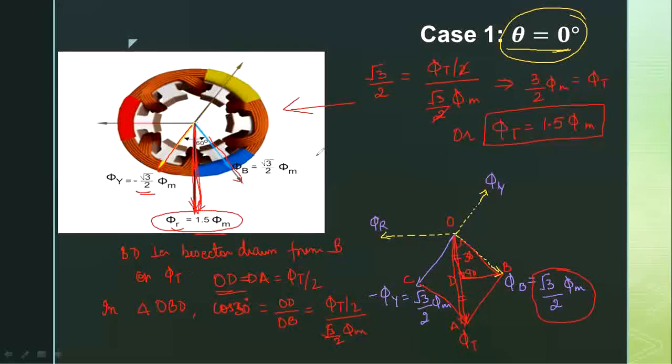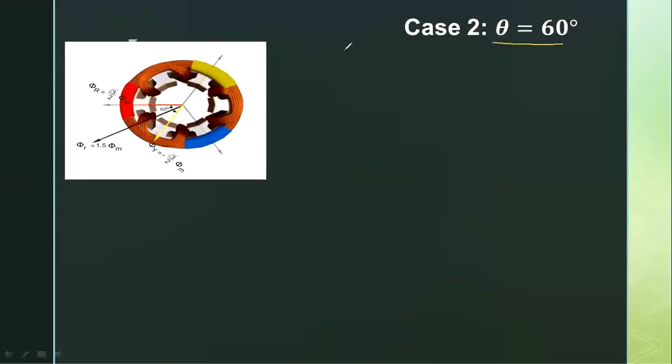Now let's consider another case where theta equals 60 degrees. Considering theta equals 60 degrees, we can again find the value of phi r, which will be equal to root 3 by 2 phi m. This comes after substituting the value of theta in the equation of phi r, which is phi m sine omega t or phi m sine theta. Similarly, phi y will give us minus root 3 by 2 phi m, and phi b will be equal to 0. So this I have got after substituting theta equals 60 degrees.